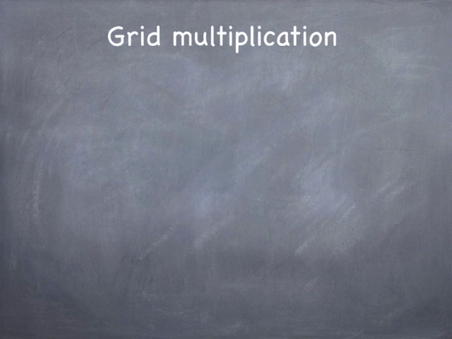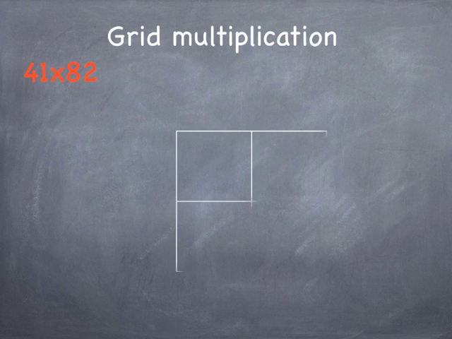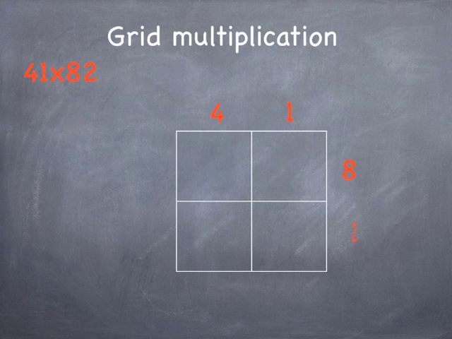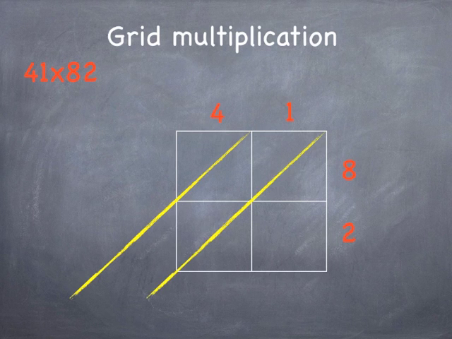Here's another example, 41 times 82. 4 and 1 go along the top, and 8 and 2 along the right side. Draw in the 3 diagonals as before. So 4 times 8 is 32.